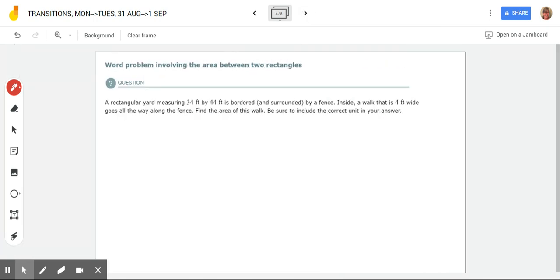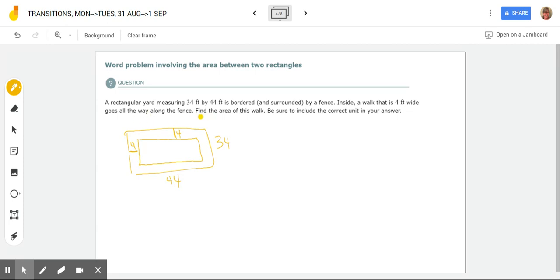All right, this one is now talking about areas between two rectangles. So let's read it. It says a rectangular yard measuring 34 by 44. I honestly begin my problem by drawing this. 34, 44. I have no idea what I'm going to do with this, but I put it down because that's what it said. It's surrounded by a fence. Inside, a walk that is 4 feet wide goes all the way along. So here we go. They made a walkway, and this walkway is 4 feet here, and it's 4 feet this way.